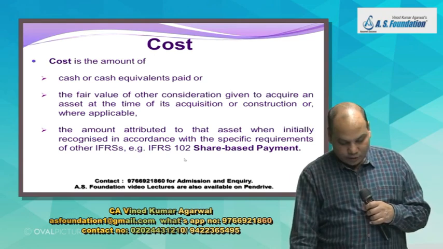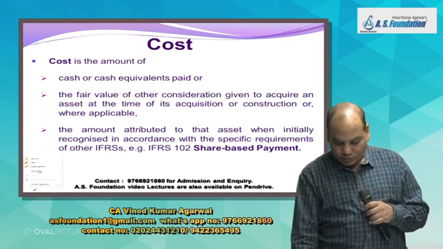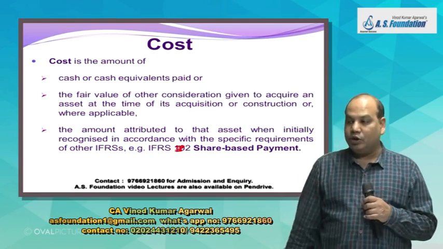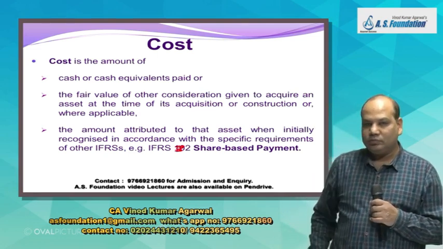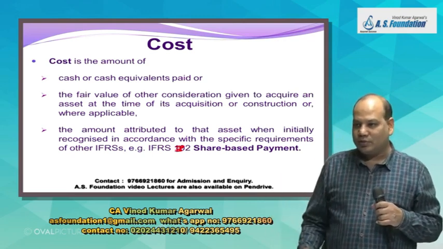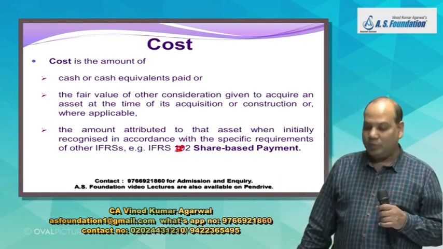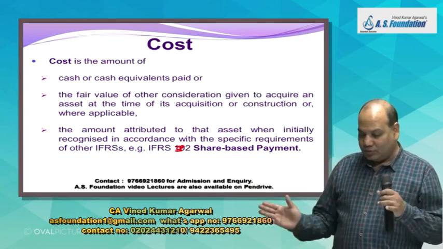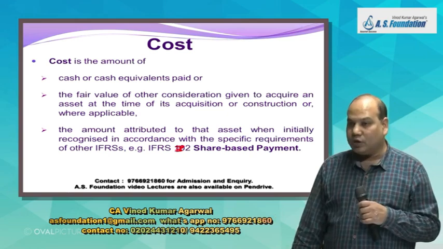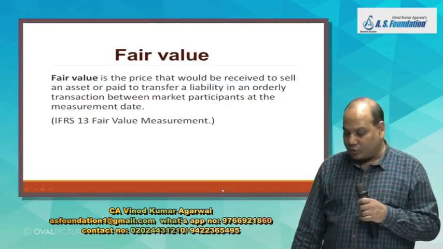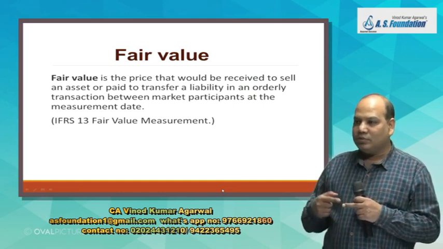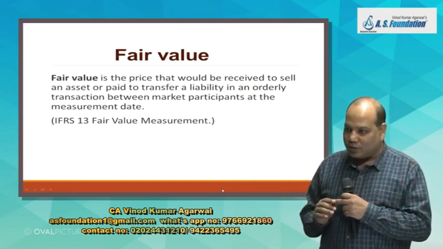What is IFRS 2? Share based payment. If you have acquired investment property by issue of shares, you acquired a building by issue of your company's shares, which standard will become applicable for initial measurement of that? This IFRS 2, share based payment. Because in case we have made payment by issuing shares, that standard becomes applicable.